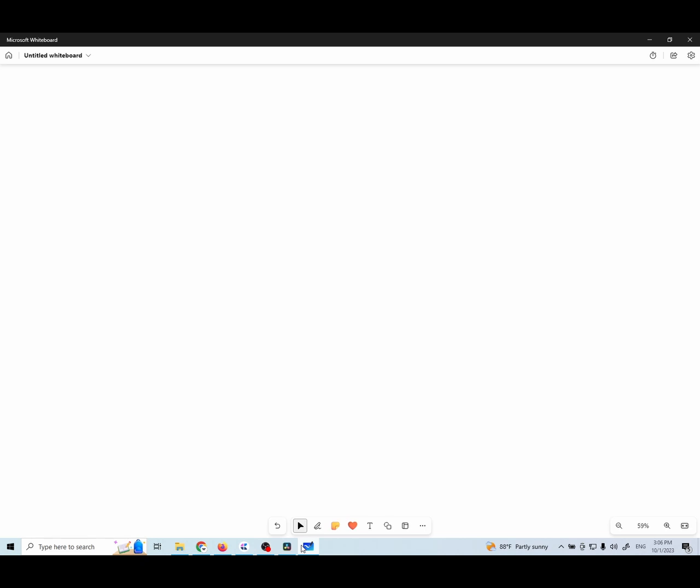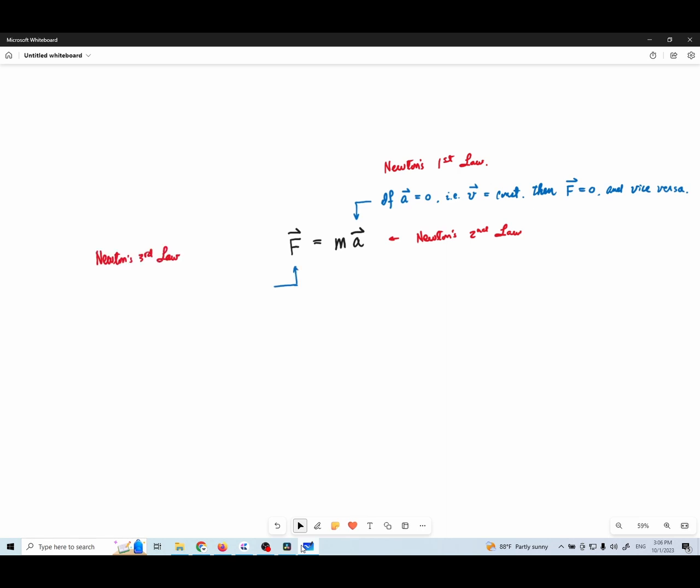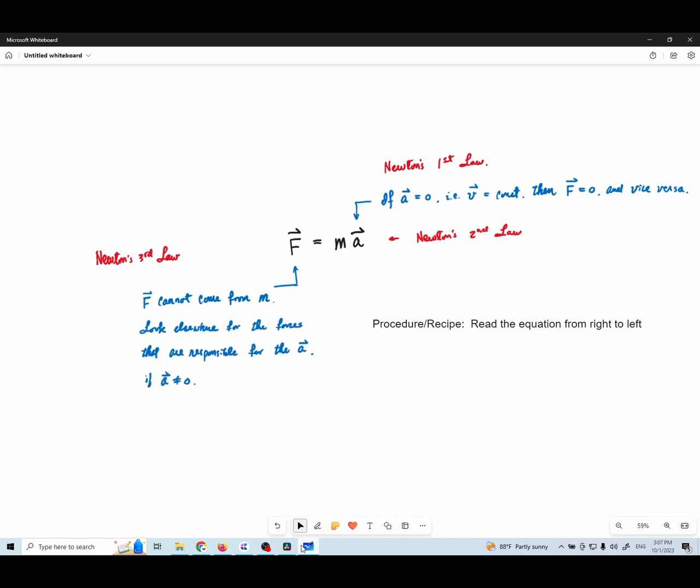Before we get started, you will want to recall that in all examples involving Newton's laws, we have only one tool, and that is F equals ma. In addition, Newton's first law is a special case where a is equal to 0. Newton's second law is just the equation itself. And Newton's third law says that F cannot come from m, it must come from somewhere else. One last thing, the equation should be read from the right to the left. You must first determine what m is, what motion it has, and then conclude that there must be a net force that matches the product of m and a.